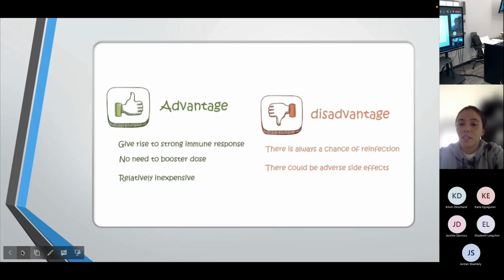As far as the disadvantages, there's always a chance of reinfection, and there could be adverse side effects, like any of the effects we just discussed. If the bacteria happen to skip the attenuating or weakening process, they may start to grow inside the body after vaccination. Instead of protecting at that point, they will be infecting. So again, there's good and bad. It really depends on the patient whether a live attenuated vaccine is good for you.